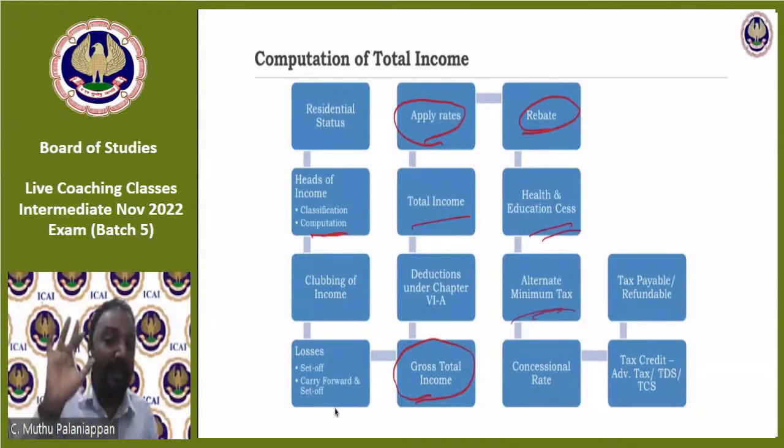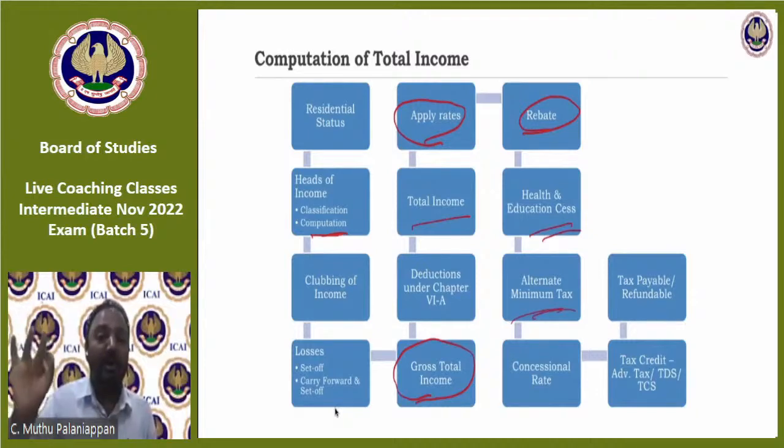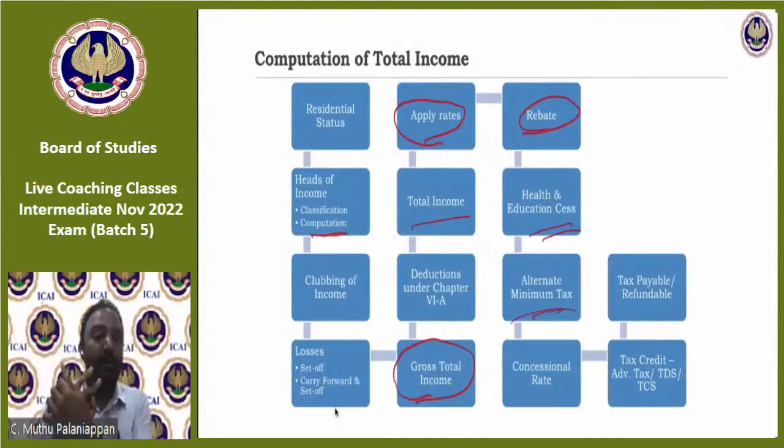So for the time being, what should you understand? Alternate minimum tax is three ordinary English words. It is alternate minimum tax. You find out an alternate mechanism which will give you a minimum tax that needs to be paid. So that is alternate minimum tax.